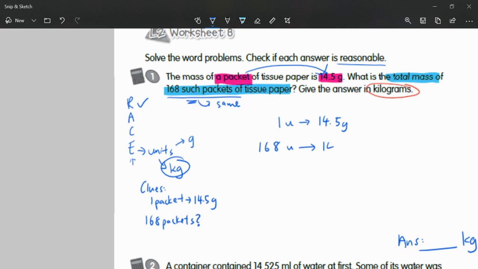I have got 14.5 grams multiplied by 168 such packets. At this point, I can use the calculator. I choose the unitary method. I can use the calculator to do my multiplication. I'll give you some time to press your calculator at this point. You'll notice that you are looking at the multiplication of decimals with a 3-digit number.